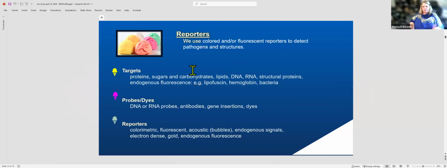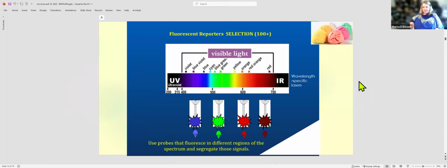All right, and then so how do we see them? Well, we use different colored dyes or fluorescent reporters. And again, I'm not going to go into it, except we look at all kinds of different things. We look at DNA, RNA, structural proteins, all kinds of things. And we can use specific ones for DNA, antibodies, etc. Those are our targets. This is our probes, and then we have our reporters. So I just show you this to show how complex it is, and again, how many fabulous tools we have.